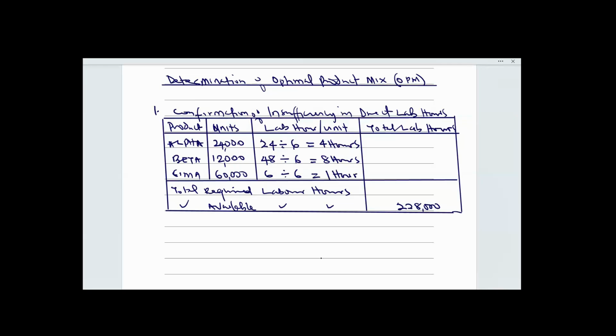To now get the total labor hour, you are supposed to multiply 24,000 by 4. That will give us 96,000 hours. 12,000 multiplied by 8 is 96,000. 60,000 multiplied by 1 is 60,000. Therefore, add it up. What do you have there? 252,000.